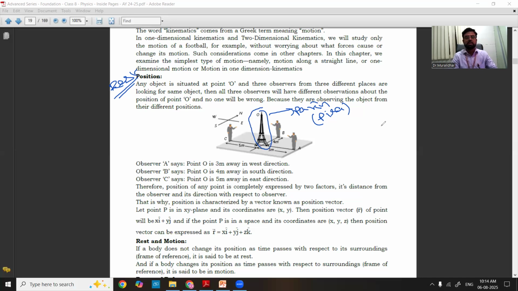Suppose a tower is there. Three persons A, B, C are seeing it from three different positions. So the way of observation is different. One is at east, one is south, one is north, one is west. That is called the position. Any object situated at point O and three observers at different places looking at the same object will have different observations.